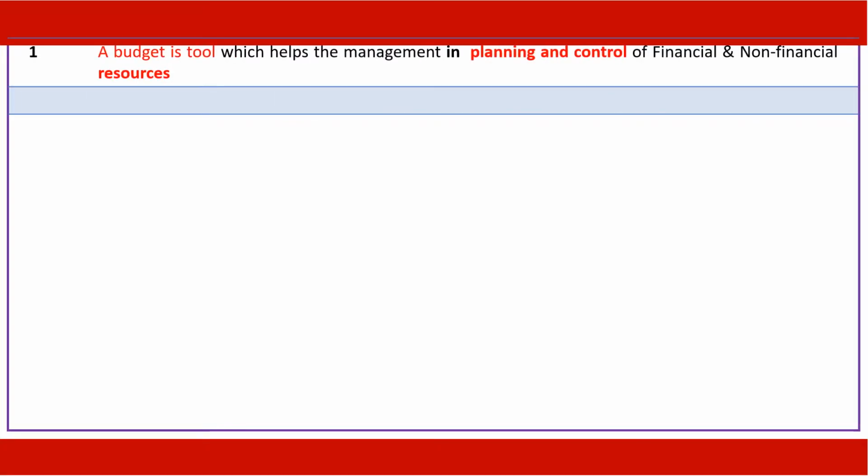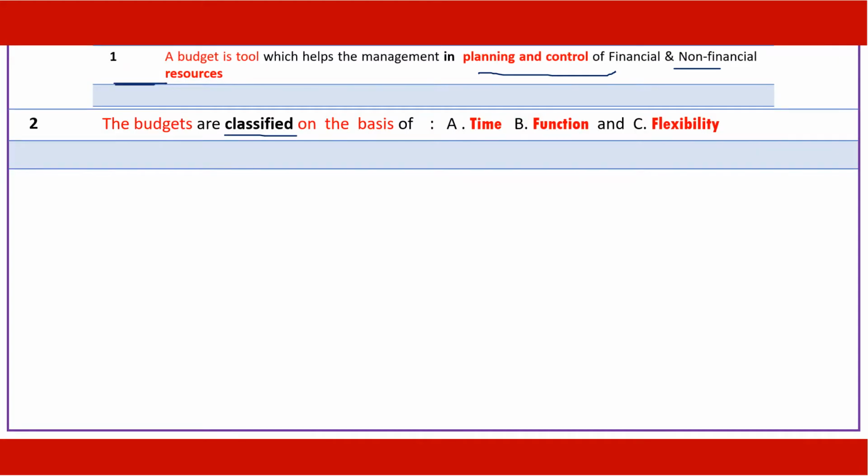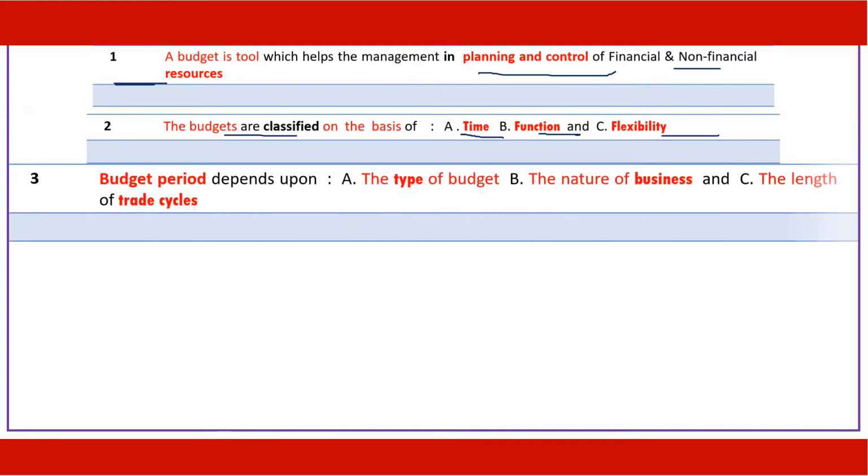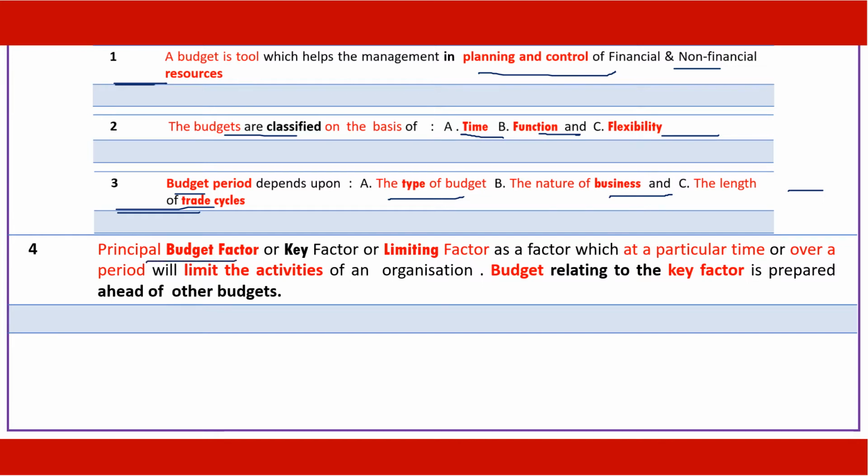A budget is a tool which helps management in planning and control of both financial and non-financial resources. Budgets are classified on the basis of time, function, and flexibility. Budget period depends upon the type of budget, the nature of business, and the length of trade cycle.